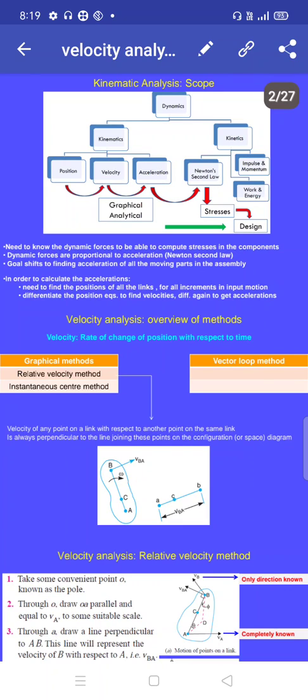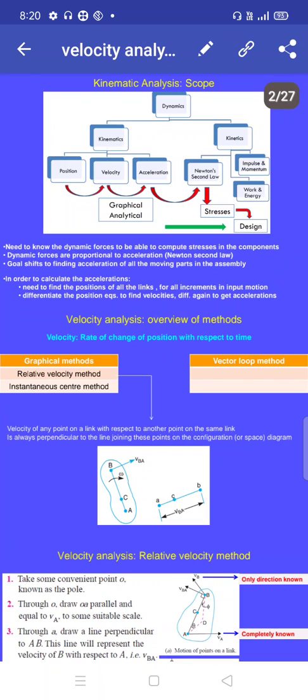Velocity analysis. Velocity is the rate of change of position with respect to time. The analysis is divided into categories: the graphical method and the vector loop method. I have focused only on the graphical method. It has two sets, that is the relative velocity method and the instantaneous center method.